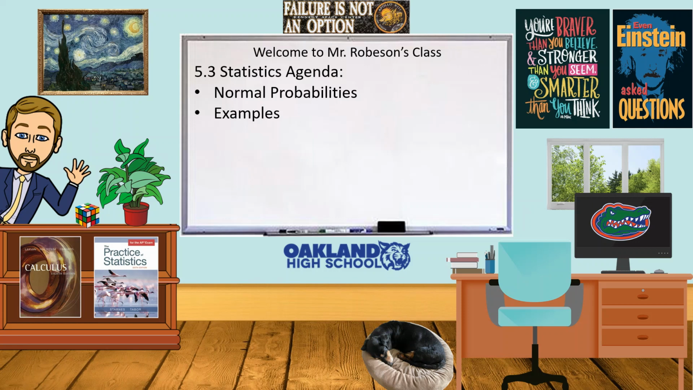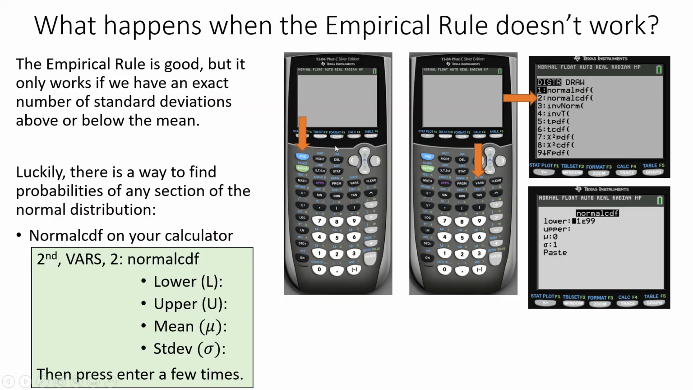Robeson here. Today we are working on statistics and we are trying to find probabilities using normal distributions besides just the special cases when we can use the empirical rule. All right, so the empirical rule is good, but it doesn't always work. The empirical rule only worked when we got exact whole number standard deviations above or below the mean. So what happens if we get half a standard deviation or 0.7 of a standard deviation? Then what? Well, the empirical rule doesn't work anymore. Luckily, there's a way we can do this on our calculator.